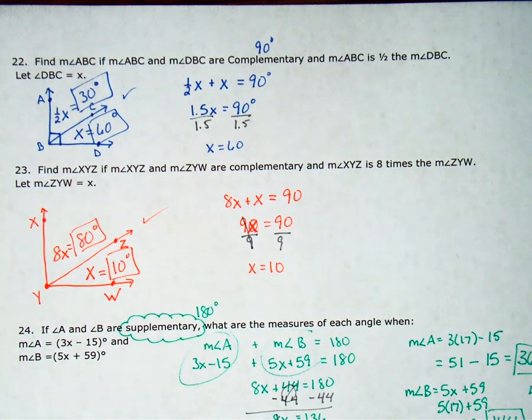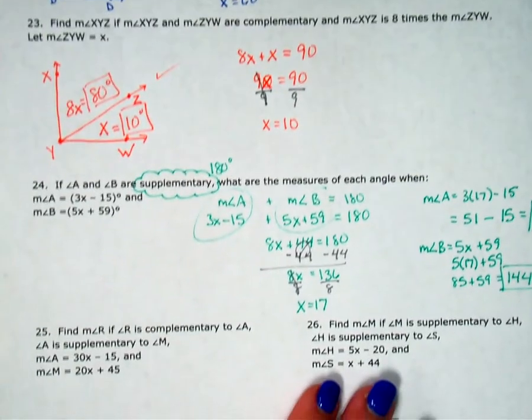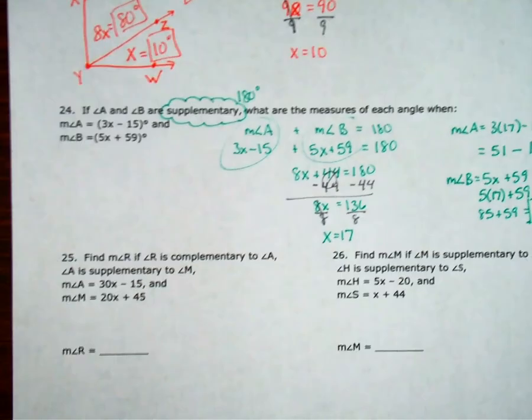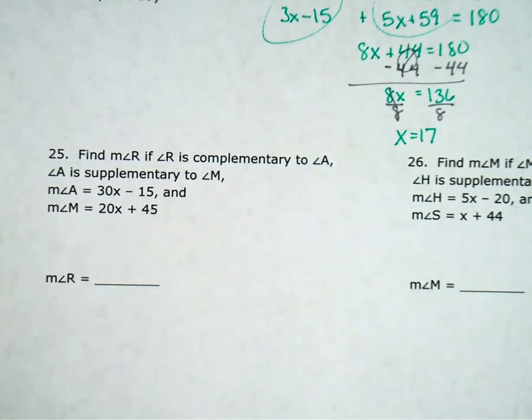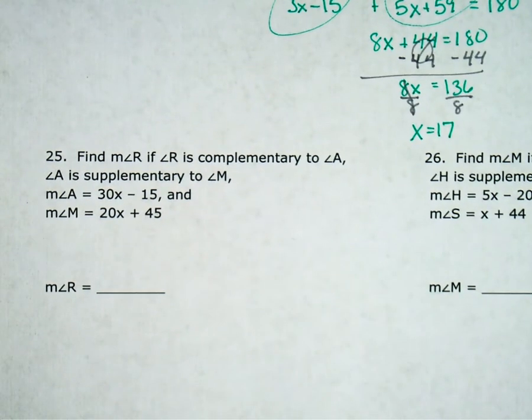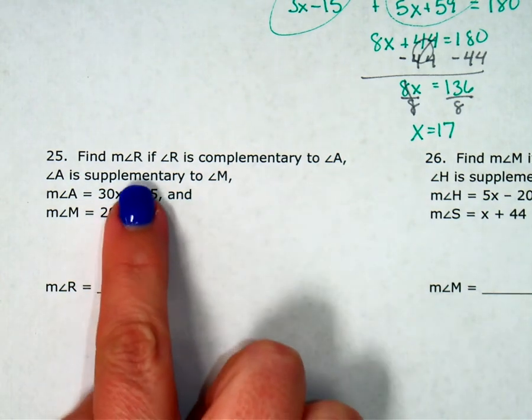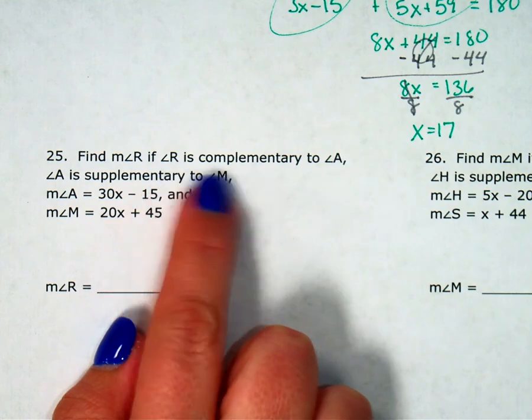All right, so we've been working with complementary and supplementary angles. And so these last two problems are a little bit involved, but I do want to go through them. Find the measure of angle R if R is complementary to A, A is supplementary to M, the measure of angle A is 30x minus 15, and the measure of angle M is 20x plus 45.